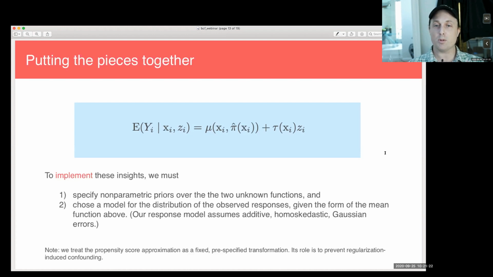And to implement these insights, we need to go a little further. Specifically, we have to specify non-parametric priors over these two unknown functions, and we have to choose a distribution for the observed response and stuff like that. We make some choices there. I'm not going to talk much about the response model. In the paper, we talk about additive homoscedastic Gaussian errors, which is not an assumption that we love, but it seems to work relatively okay. On the other hand, the non-parametric priors, we do have some strong feelings about.